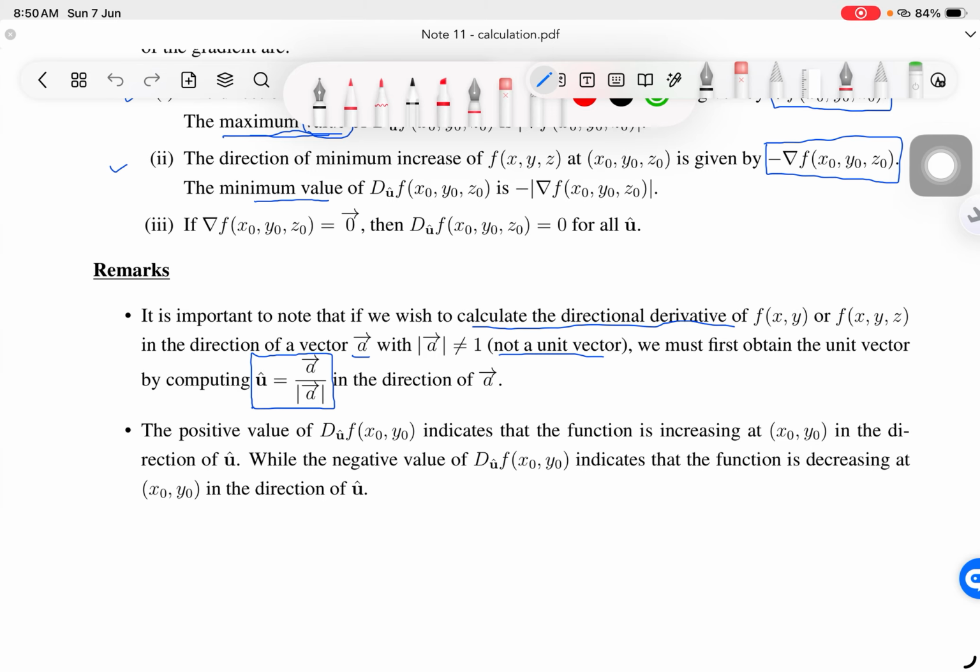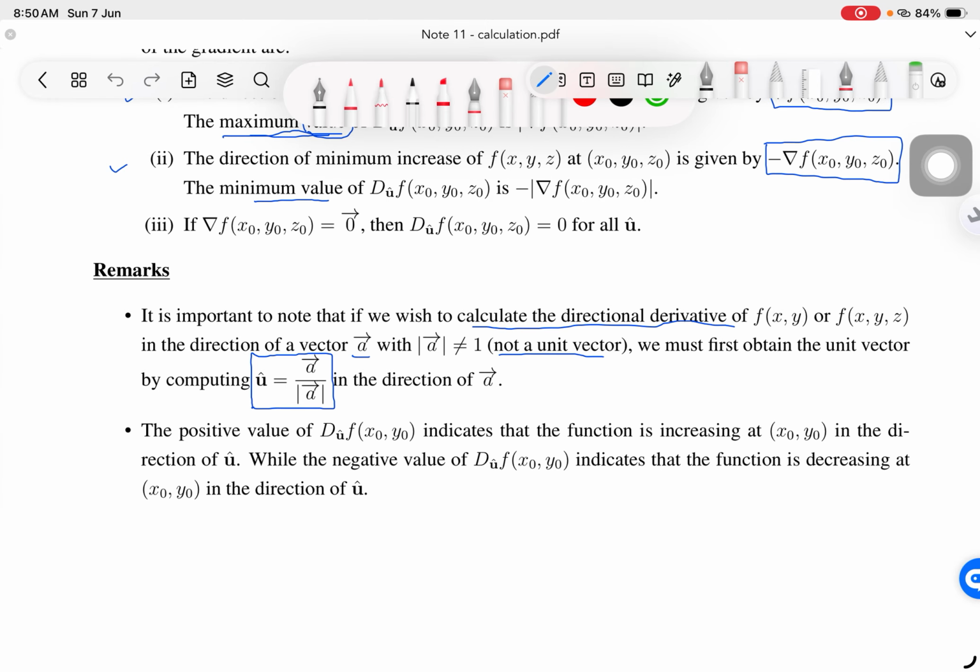If you want to calculate the directional derivative of f(x, y) or f(x, y, z) in the direction of vector A, with the magnitude of vector A not equal to 1, meaning that it is not a unit vector, then you must find the unit vector first. Okay, so how to find the unit vector? This is the formula: vector A over the magnitude of vector A. So that is the unit vector.